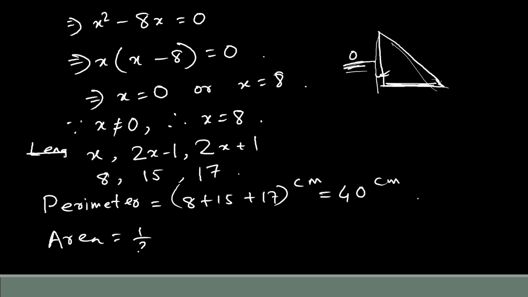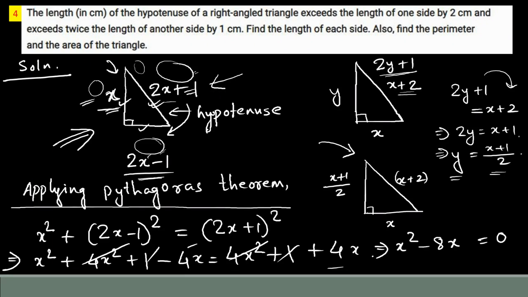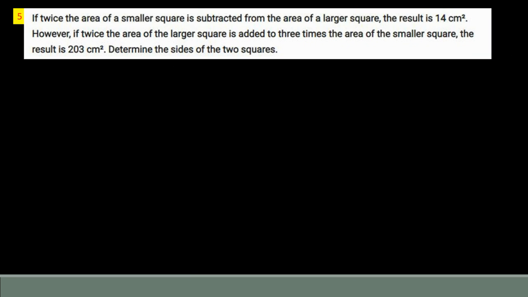Area we know, half into base into height. So 17 is the hypotenuse, so 8 and 15 are the other two sides. So this will be 4 centimeter square. This is 60 centimeter square. So these are the three answers that you have: the three sides of the triangle, 8 centimeters, 15 centimeters, 17 centimeters, the perimeter of the triangle, and the area of the triangle. Okay.